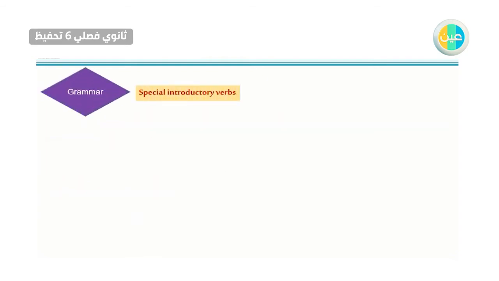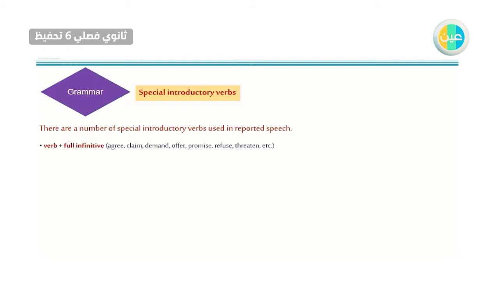Also, here we have special introductory verbs. There are a number of special introductory verbs used in reported speech. For example, this structure, verb plus full infinitive, we use it with the verbs agree, claim, demand, offer, promise, refuse, threaten, etc. How? For example, "I will babysit for you," said Patty. So we will change it now: Patty offered to babysit for me. Now, we add offered.